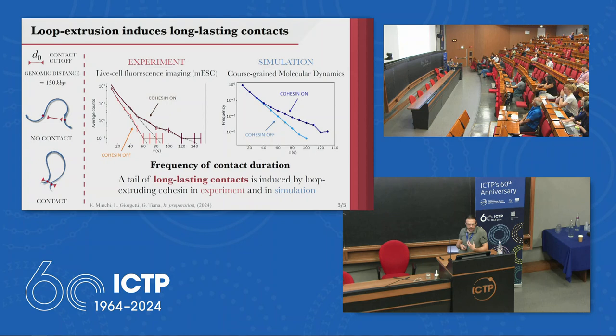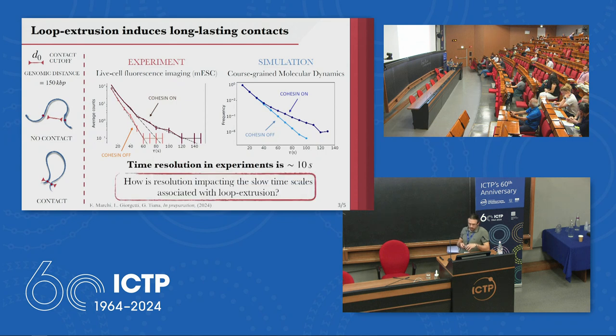In particular, we have this tail of long-lasting contacts that are enhanced. Molecular dynamics simulations basically confirm this fact. When cohesin is present, we have this tail of long-lasting contacts. And we wanted to get some kind of information on the loop extrusion process from this data. There are several problems, and one of these is that the time resolution in experiments is not so good. It's around 10 seconds, and so, of course, the timescales we are looking at in the distributions are, in a way, overestimated. So what can we do?